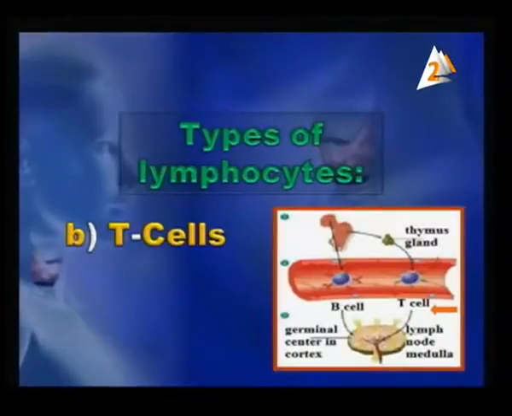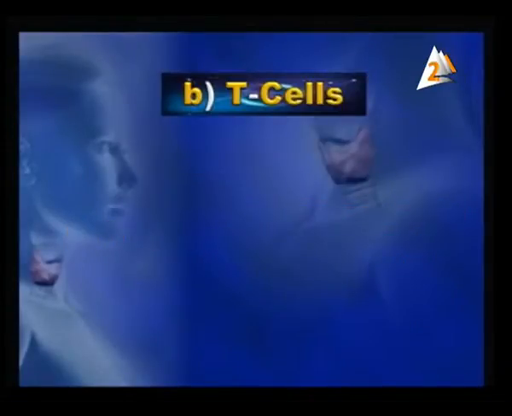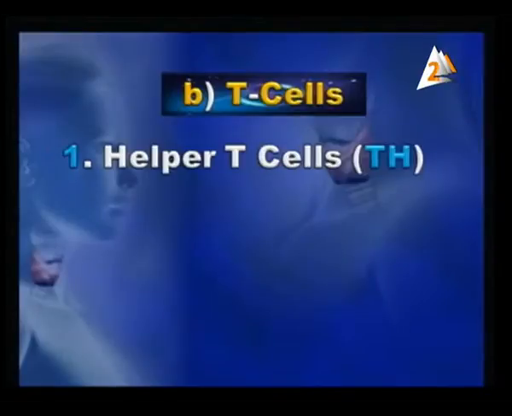Number two, T cells. They represent about 80% of lymphocytes. They are formed and matured in the thymus gland, where they differentiate into three types of cells. The helper T cells, which we symbolize by TH. They activate and stimulate other types of T cells to do their responses, as well as stimulating B cells to produce antibodies.